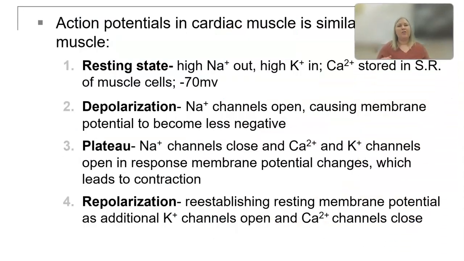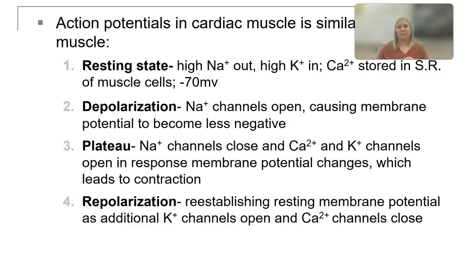So we talked about action potentials in Unit 5. So let's just review this very briefly because cardiac muscle works really similarly to other muscle types that we talked about before, and even the action potentials that go through our neurons. So all muscle and nerve fibers have a resting state that is negative, about negative 70 millivolts, and that's due to the action of the sodium-potassium pump. We also know that calcium ions are stored in specialized endoplasmic reticulum called sarcoplasmic reticulum.